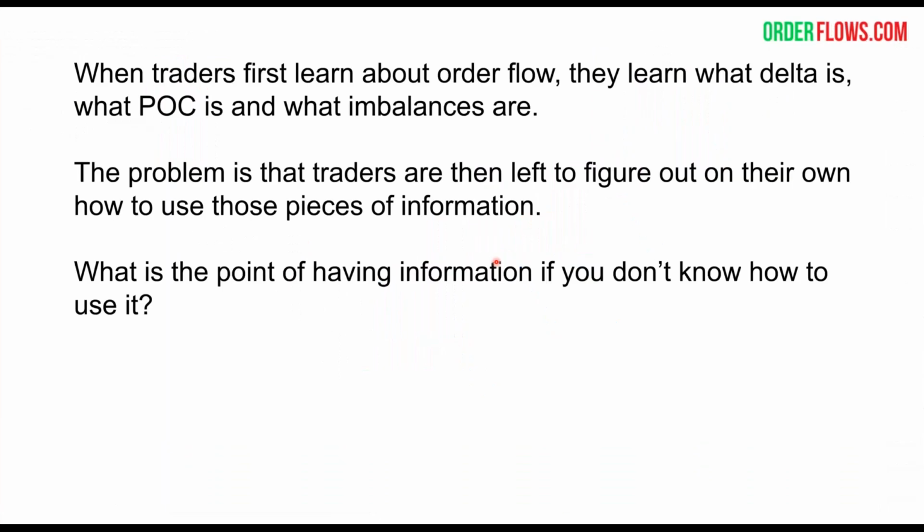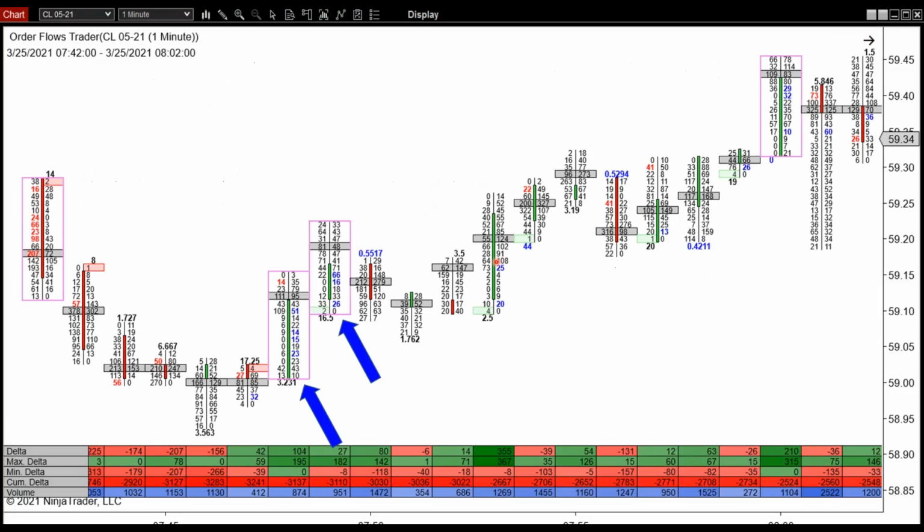When traders first learn about order flow, they learn what delta, what point of control is, what imbalances are, but then they're sort of left to figure out on their own how to use those pieces of information. Again, what's the point of having information if you don't know how to use it, right?